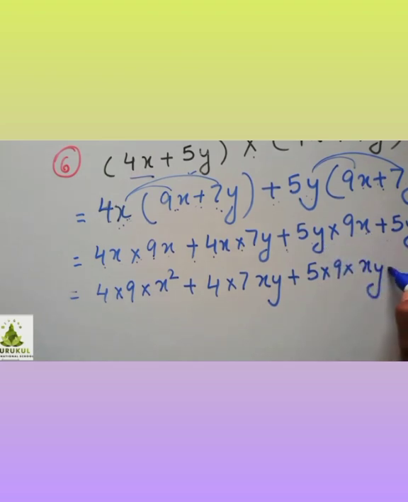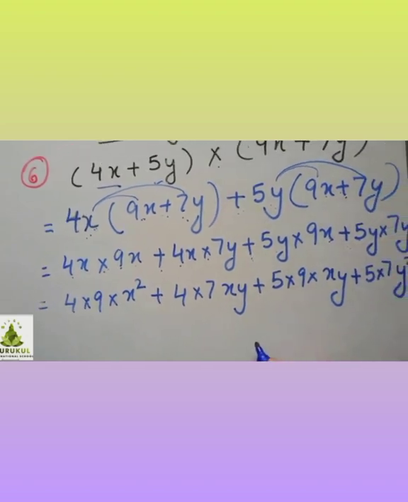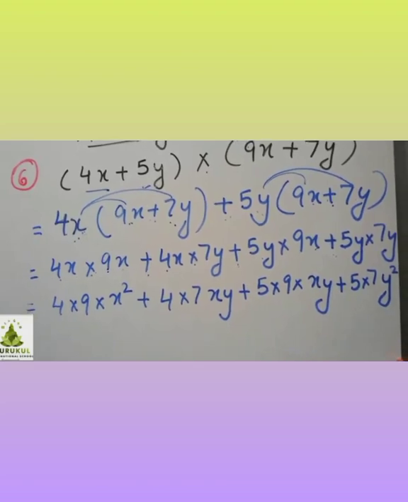Now what is the sign? Plus. Now 5 into 7. Multiply the coefficients and multiply the variables here. 5 into 7, and what is remaining? y into y. y into y is y square. Is this clear to you?